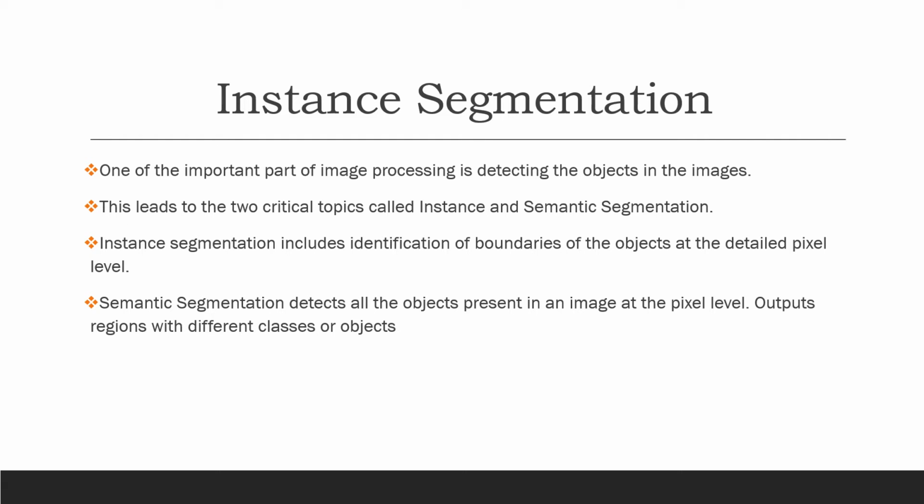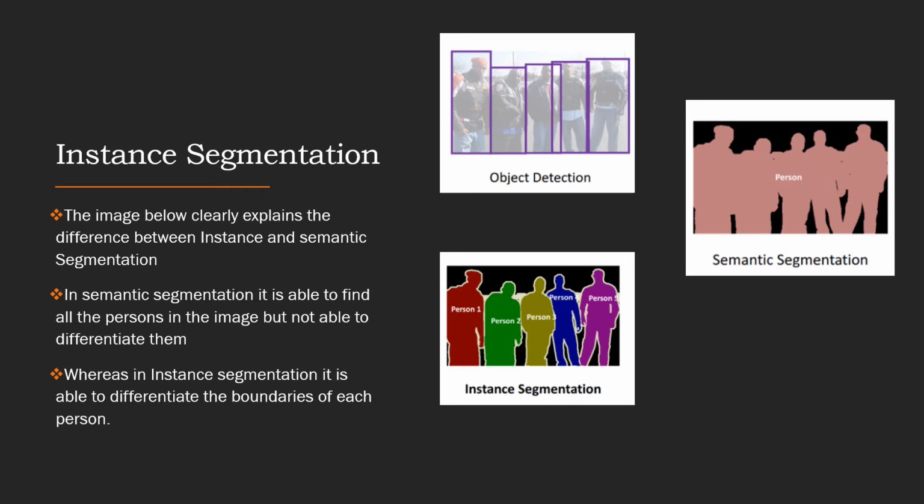And one of the important parts of image processing is detecting the objects in the image. This leads to two critical topics called instance segmentation and semantic segmentation. Instance segmentation includes identification of boundaries of objects at the detailed pixel level. Semantic segmentation detects all the objects present in the image at the pixel level, which outputs regions with different classes or objects. For a clear understanding of the difference between instance segmentation and semantic segmentation, we can see the images here.